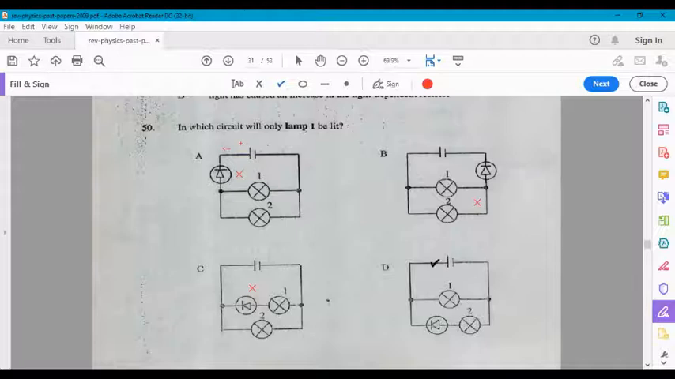In D, there's nothing impeding the flow of current to lamp 1, but there is a diode that's going to block it to lamp 2, and so only lamp 1 will be lit in D.